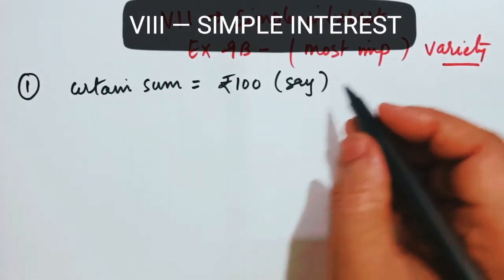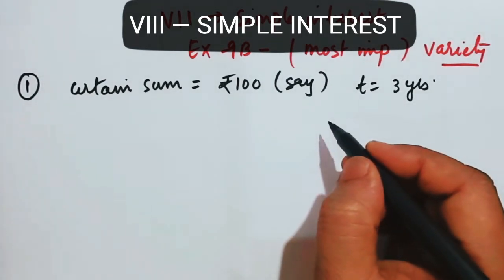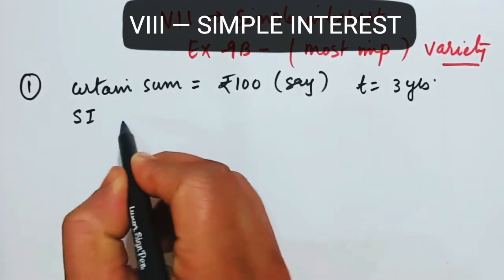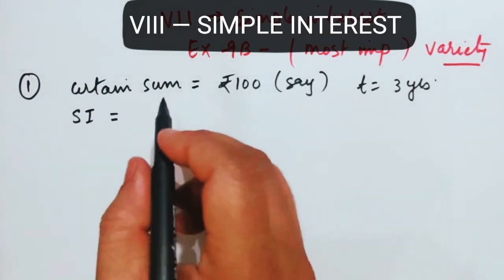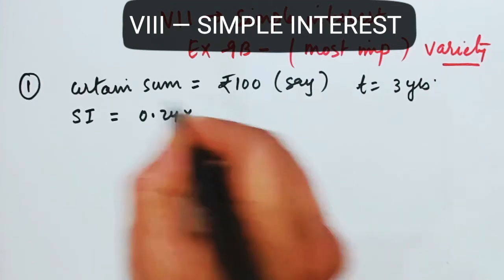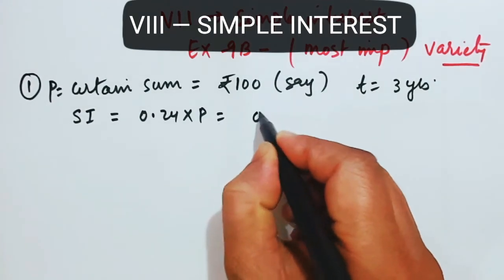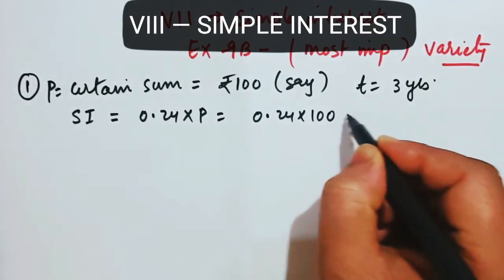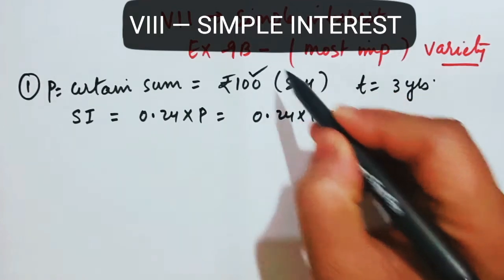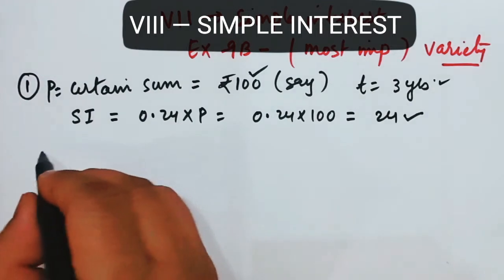They have also given you time is equal to 3 years. So the interest on a certain sum, they have also given you the simple interest. So simple interest is equal to how much? 0.24 times itself, meaning times the principal. 0.24 into 100 is equal to 24. So here you can see that you have the principal, you have the simple interest, time also. Can't you find the rate?